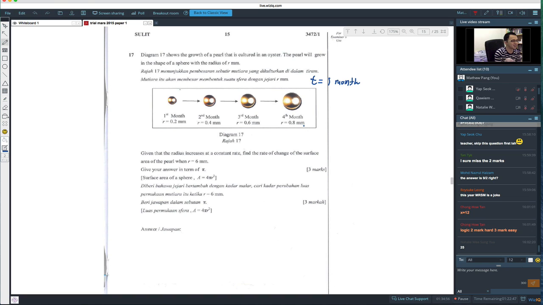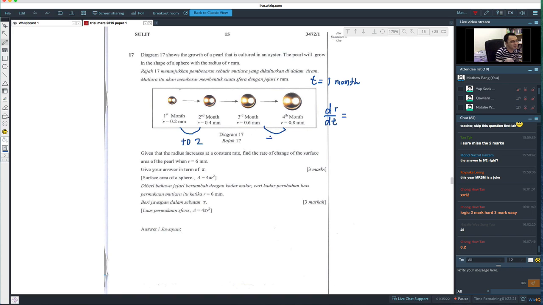This is differentiation question. Okay, the question said the radius increased at a constant rate. Find the rate of change of the surface area. So the first thing is I want to know the dr over dt first. So that's mean dr dt mean each month how much the radius actually change. So you can see each month basically they plus 0.2 mm. Do you see? Each month they plus 0.2. So the rate of change will be 0.2 mm per month.